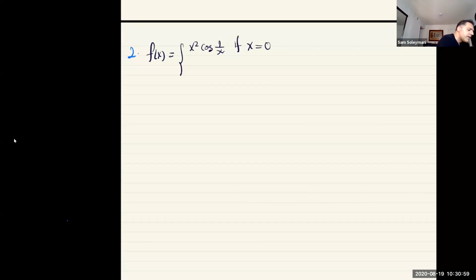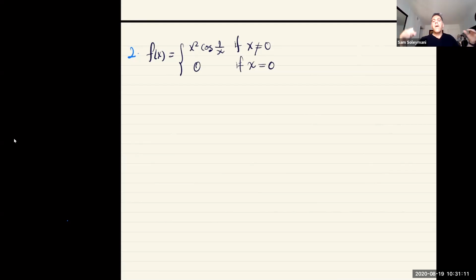Yes, perfect. All right, so the first one says f of x is equal to x squared cosine 1 over x, and 0 if x is equal to 0.